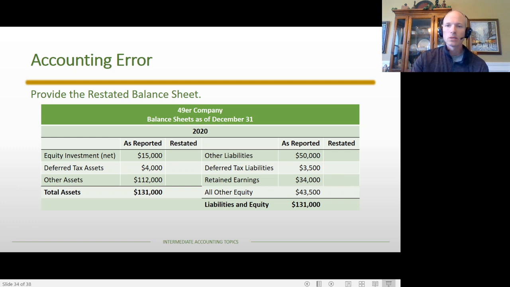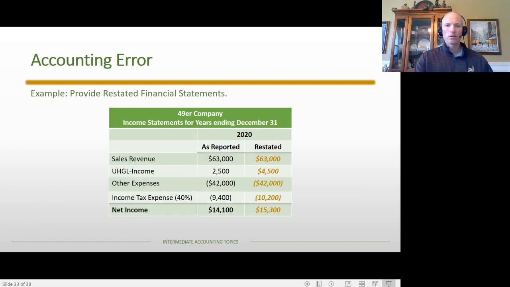Looking at the balance sheet, this would be as originally reported. Can you help me conceptualize how the unrealized holding gain is affected? All right, so when we have the unrealized holding gain, remember that account did not get changed because it's been closed. However, when I'm presenting my financial statements, my income statement needs to be restated. Originally I reported a $2,500 gain, but I actually needed to report a $4,500 gain.